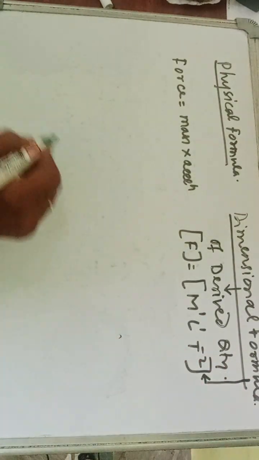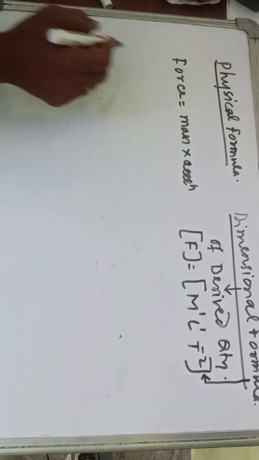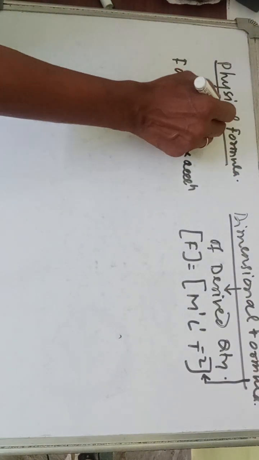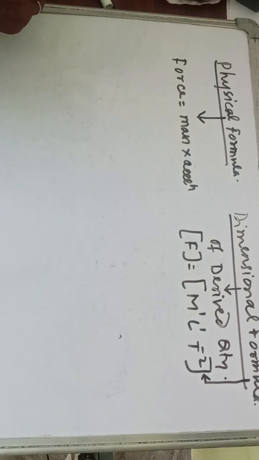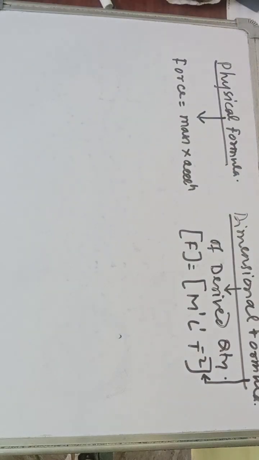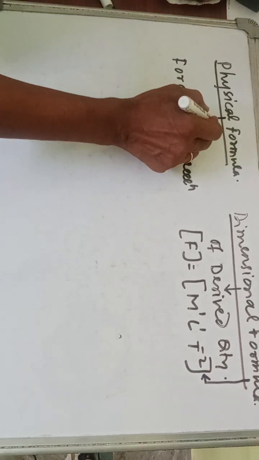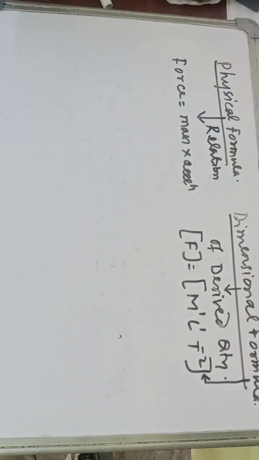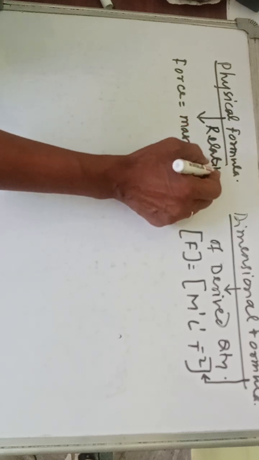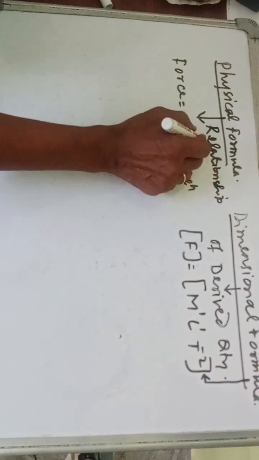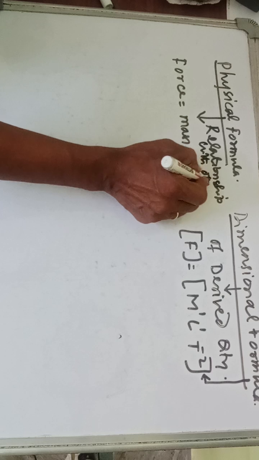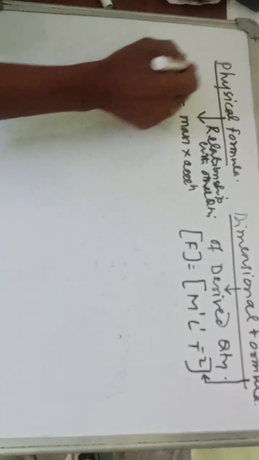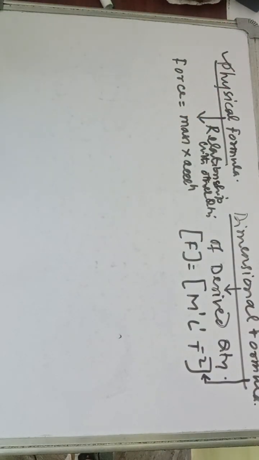This M to the power 1, L to the power 1, T to the power minus 2 is our dimensional formula for force. इसका मतलब कोई भी फिजिकल क्वांटिटी है, it has a physical formula and a relation with other quantities. This indicates relationship with other quantity. We can say this is our physical formula.